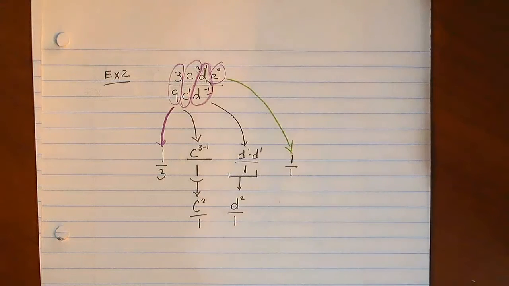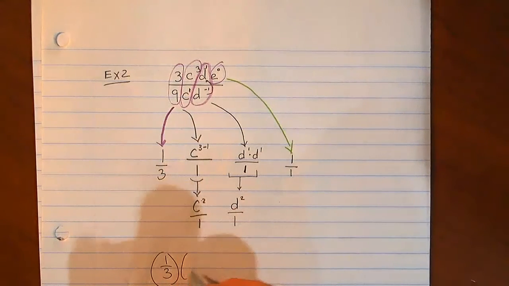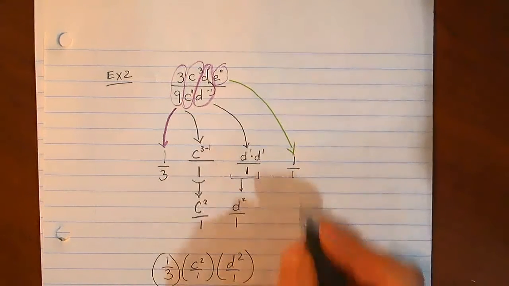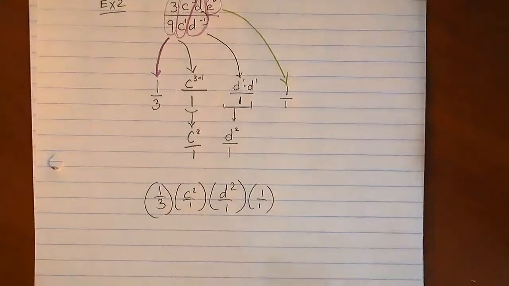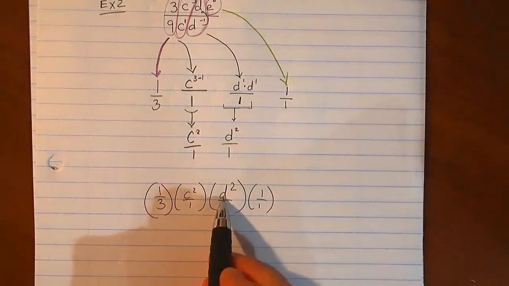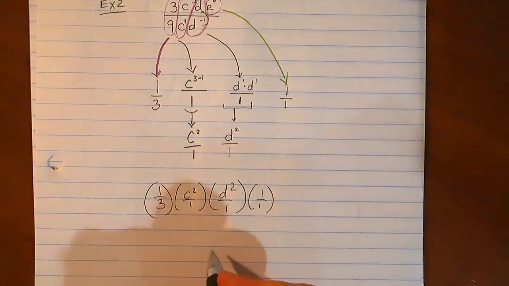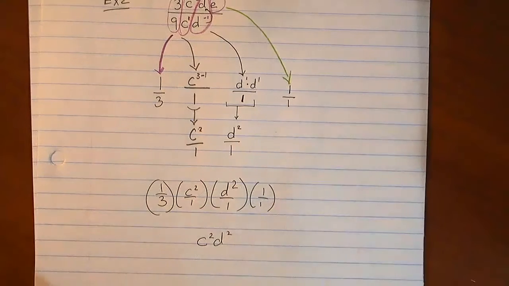So now I take my 3 parts and I put them together. I've got that 1/3. I've got this c squared over 1, a d squared over 1, and then a 1 over 1. And when I put all of this together in the top, 1 times c squared times d squared times 1, these have different bases, so I cannot combine them. I'm just going to simply end up with a c squared times d squared, right? Because when you multiply by 1, it doesn't change anything.